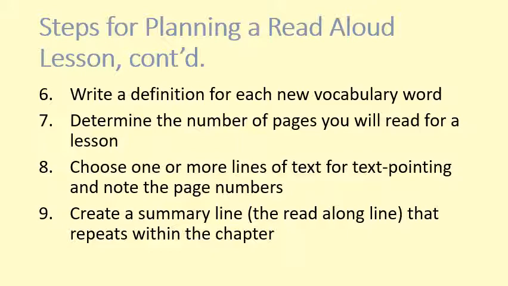You want to choose 1 or more lines of the text for text pointing. That's very important. Just pick something you think would be interesting for them and make a note about where it is in the text. Sticky will work. And then create a summary line or a repeated story line that repeats the main idea of the chapter. Now, many of the stories that you get from the Teaching Resource Center will already have these, so you don't have to worry about that. But if they don't, you'll want to pick one.